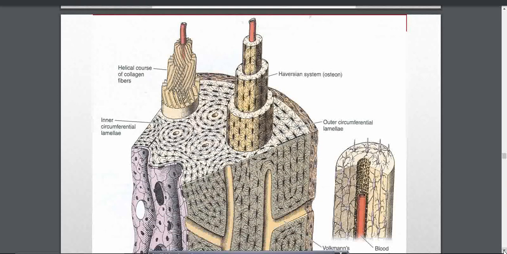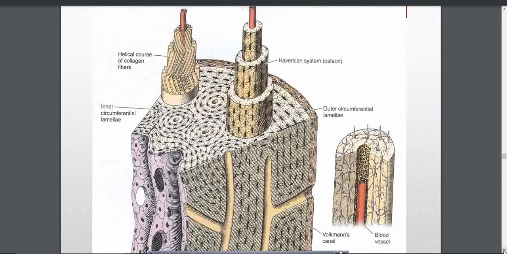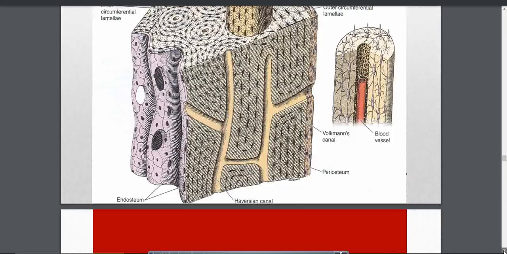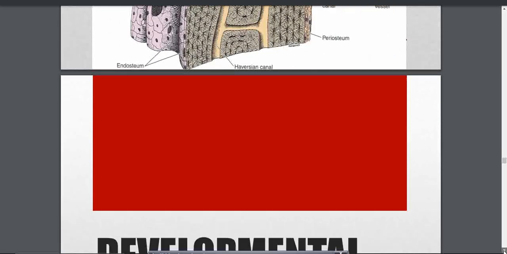These are bone tissue. We have the Haversian system, the osteon, having blood vessels in between. You have the inner circumferential lamellae, which are quite like a circular path, and the Volkmann canal, which carries the blood vessels' route. So that is bone tissue. That's how your bone looks.